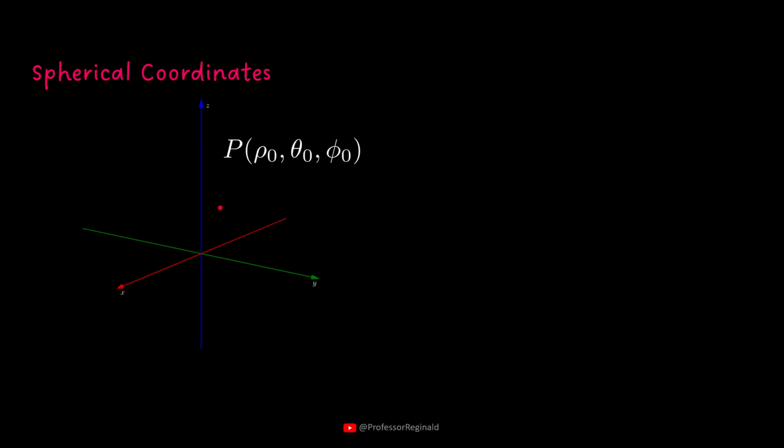Finally, let us find out constant surfaces in spherical coordinates. When a point is written in spherical coordinates, the first number is the rho-coordinate, and it is the distance of the point from the origin. The second number is the theta-coordinate, and it is the angle that the point makes with the positive x-axis. And the third number is the phi-coordinate, and it is the angle that the point makes with the positive z-axis.